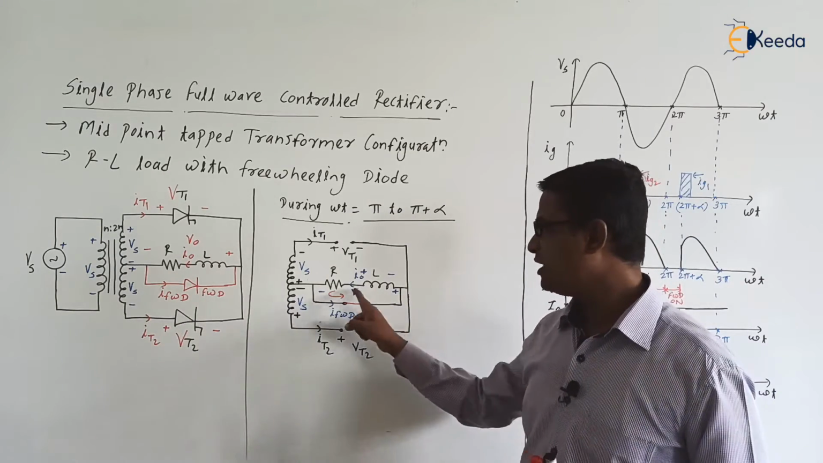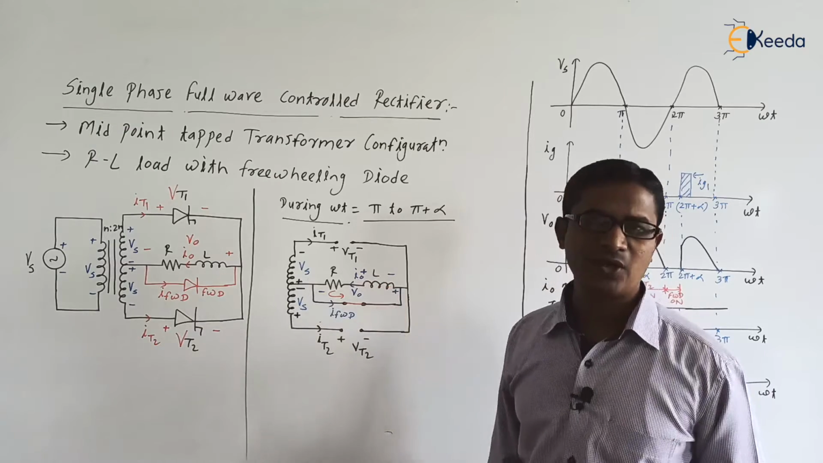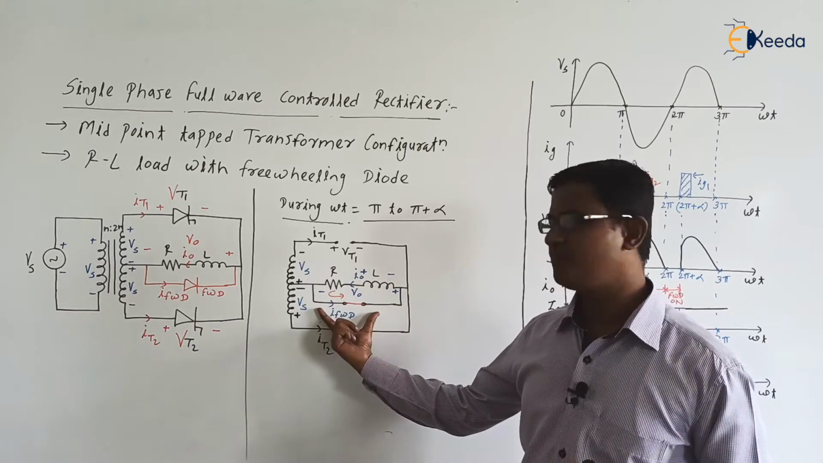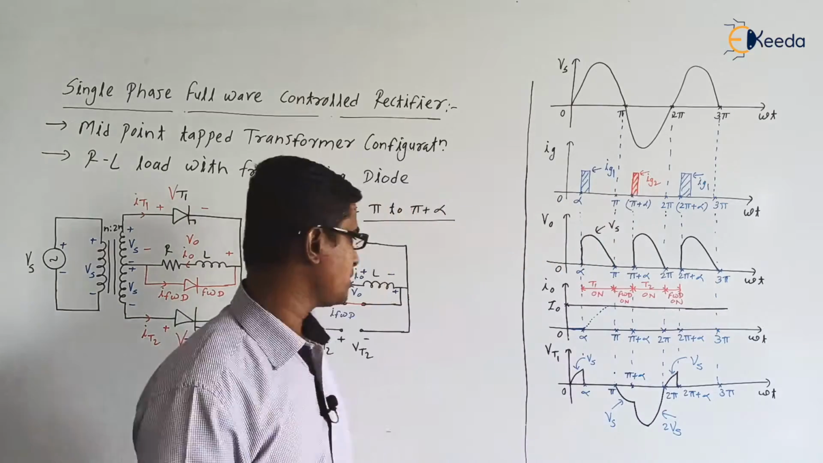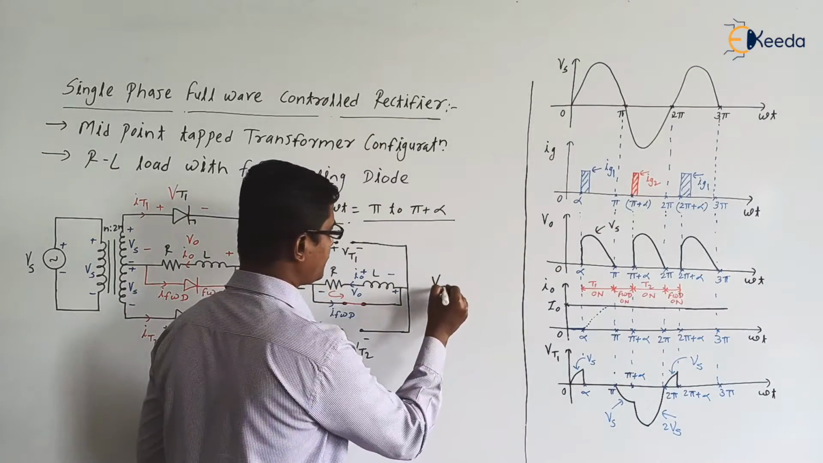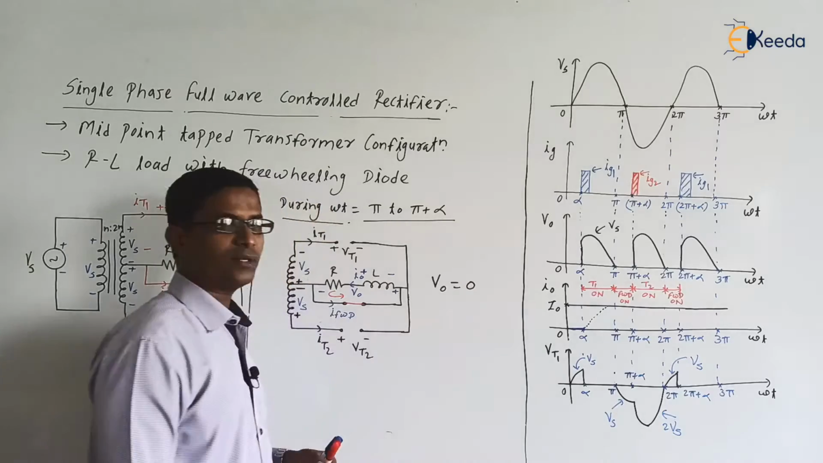Now when the inductor releases the energy through the freewheeling diode, what is the voltage across the freewheeling diode? It is 0, so the same voltage will appear across the load. So V0 is equal to 0, right? V0 is equal to 0 volt. Are you getting the point?